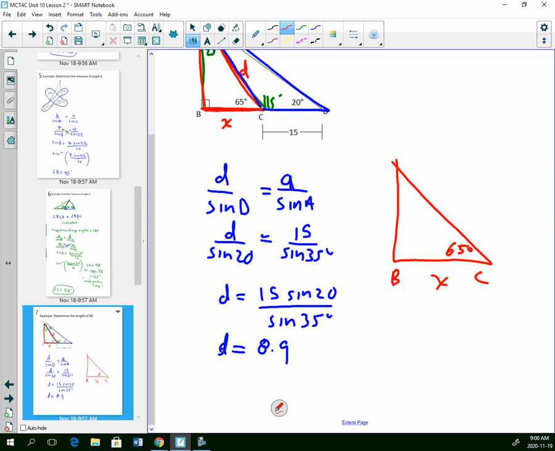I know the angle. I just found this side here, and it is a right angle triangle. So I can just use SOHCAHTOA. I have the adjacent side and the hypotenuse, so I'll use cosine. 8.9. And that's 8.9. And then we'll just multiply that times cosine 65. 3.8.